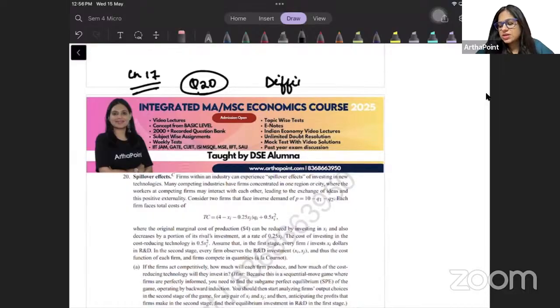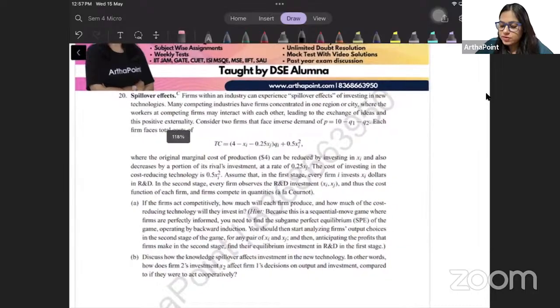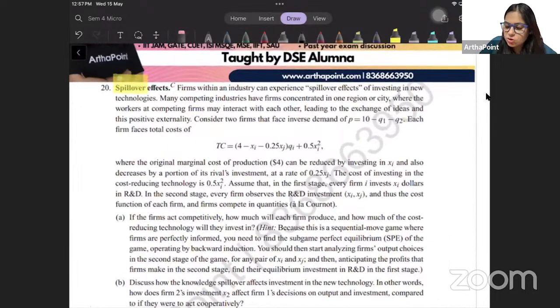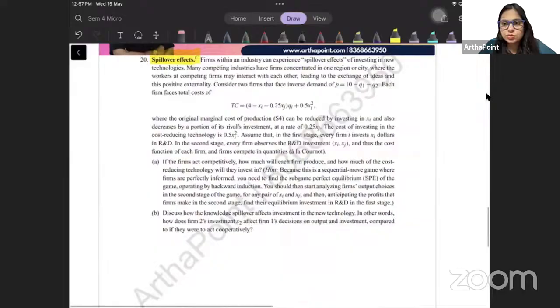I can call it a high level question. And this is an abbreviation that AMG uses. You will realize that here they have written spillover effects, and next to it, C. So A, B, C are the levels that they give to the questions. C means a hard question, B means medium and A means easy. So this is a hard level question in this book. This is question number 20, and I want to discuss this question with you today.